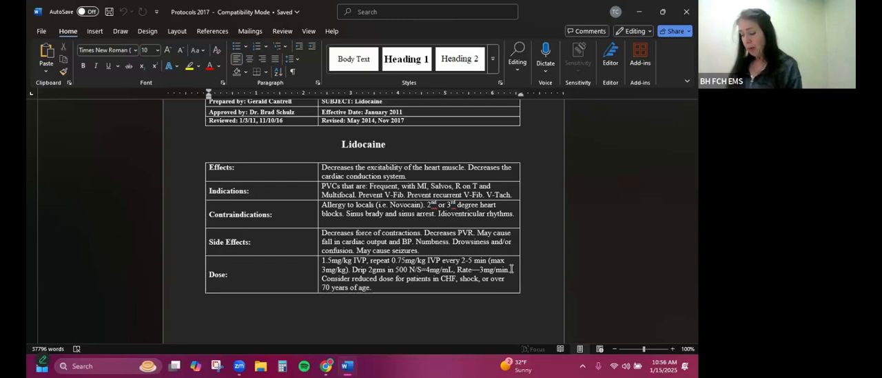Your dosage is 1.5 milligrams a kilogram IV push and repeat 0.75 milligrams a kilogram IV push every 2 to 5 minutes with a max of 3. So that hasn't changed. It's still a max of 3. Your drips are 2 grams in 500 of normal saline, which would equal 4 milligrams a milliliter, and your rate would be 3 milligrams a minute.